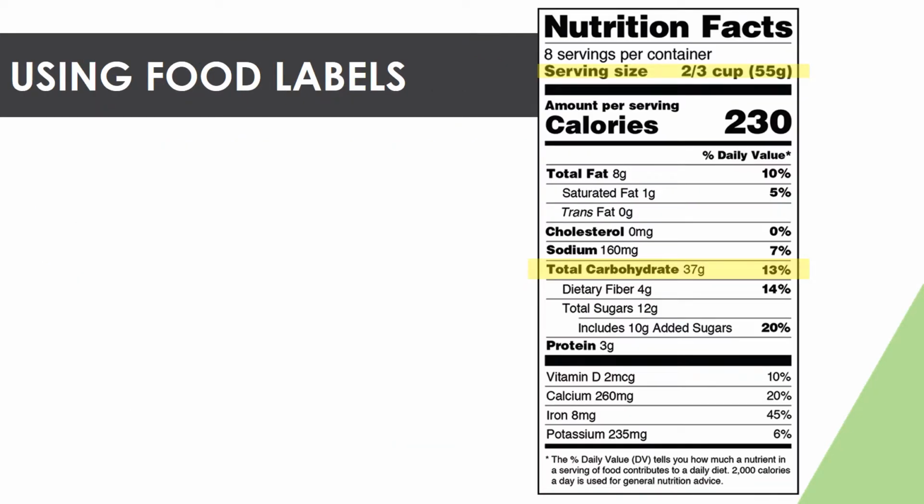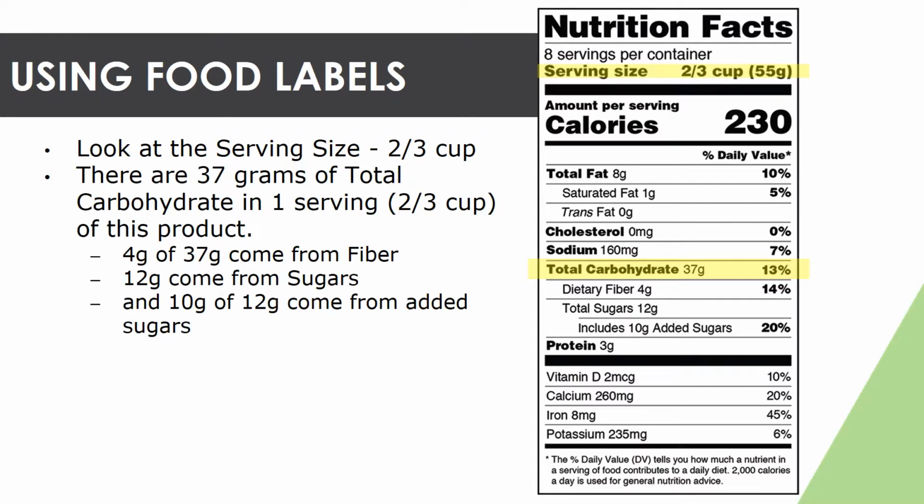The nutrition facts label will be helpful in determining the amount of carbs you eat at meals and snacks. You'll first want to look at the serving size. This particular item's serving size is 2/3 of a cup. The 55 grams there in parentheses is the weight in grams of that 2/3 of a cup. There are 37 grams of total carbohydrate in one serving, or that 2/3 cup. If you ate 2 servings, or 1 1/3 cups, you'd consume 74 grams of total carbs.